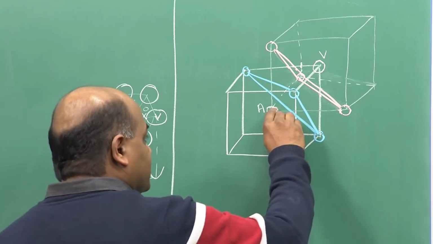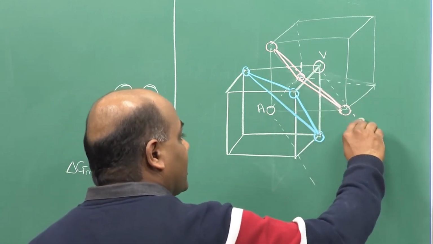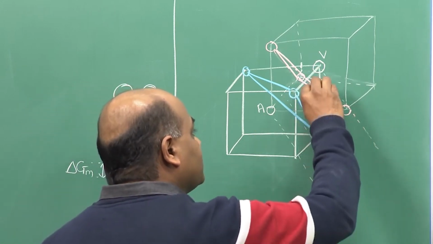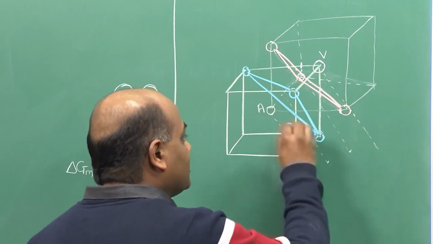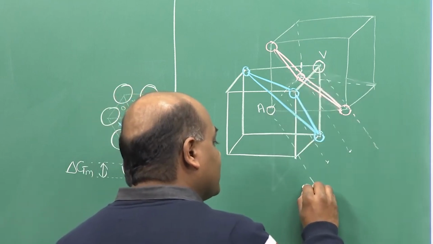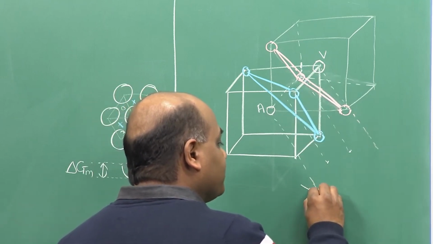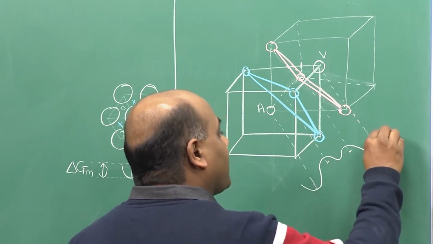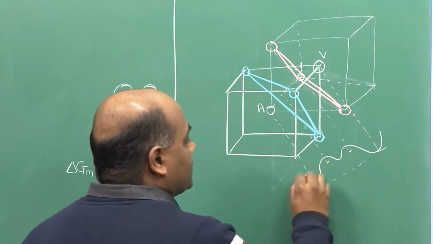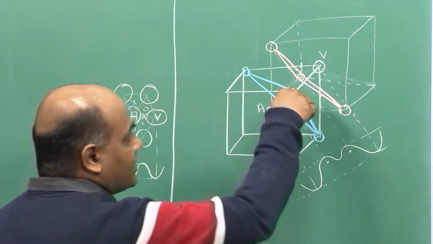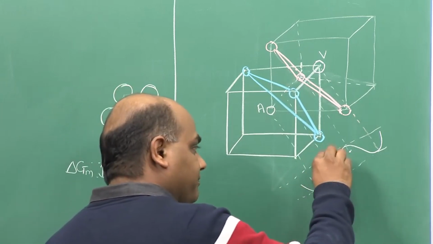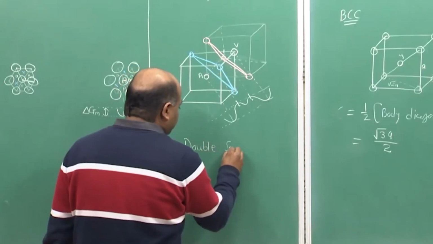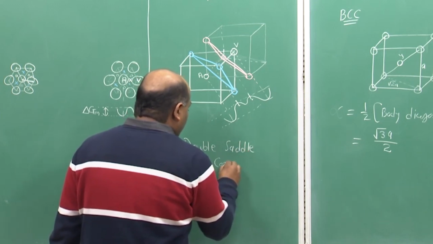So, if we draw the energy versus distance as the atom moves from position A to position V, there will be two positions where the energy will be maximum. Of course, A and V are the equilibrium positions, so the energy there will be minimum. You see there will be two states in between where the energy will be maximum. And so, there are two saddle points. So, this is the double saddle configuration in BCC.